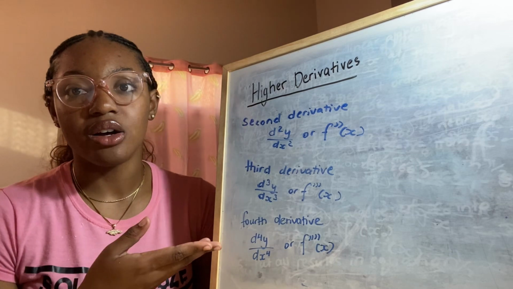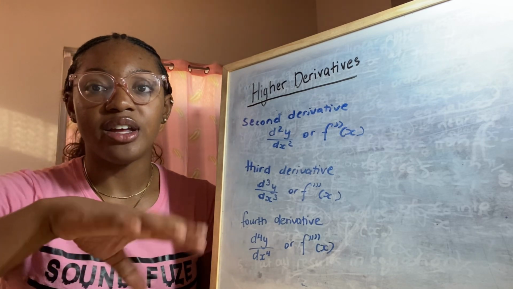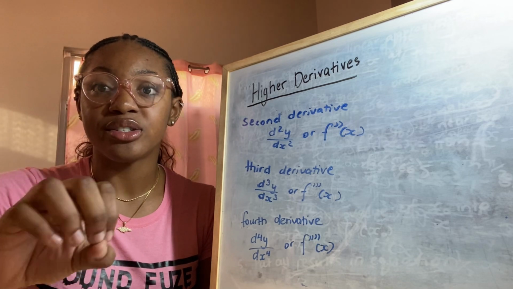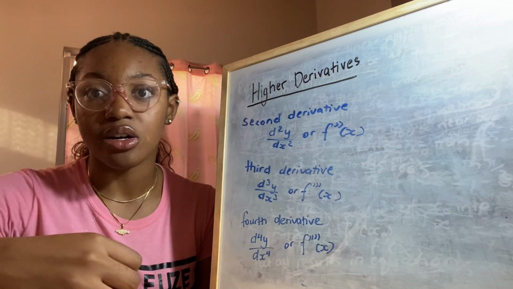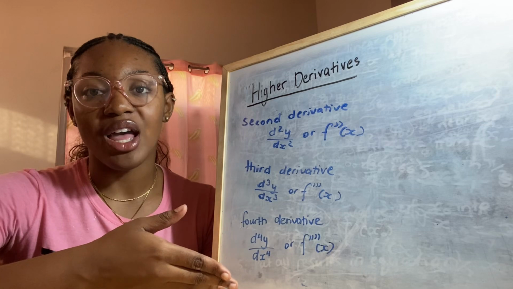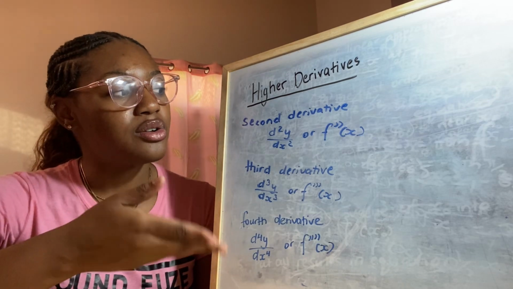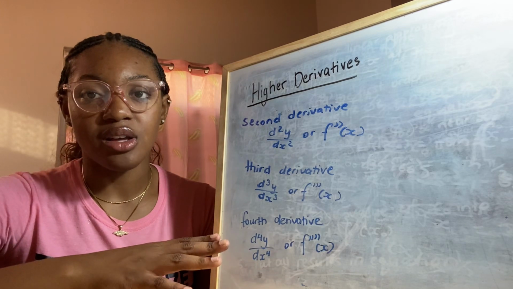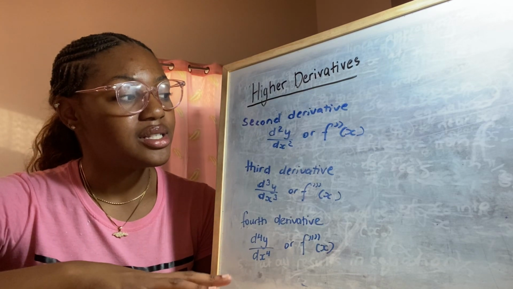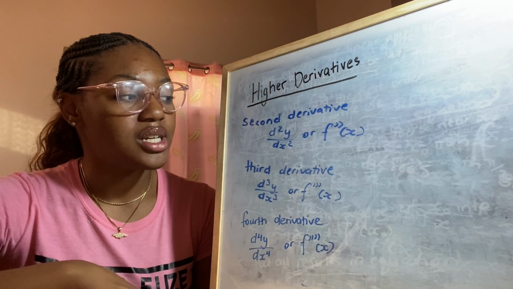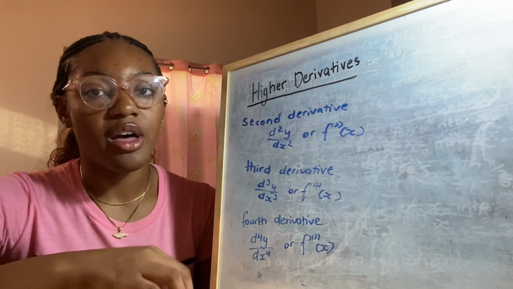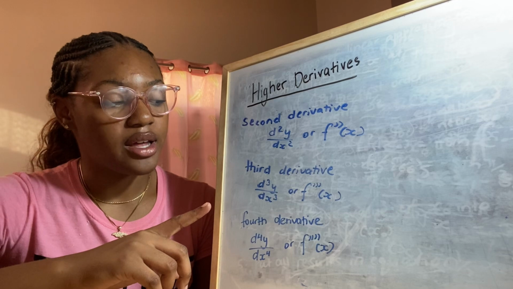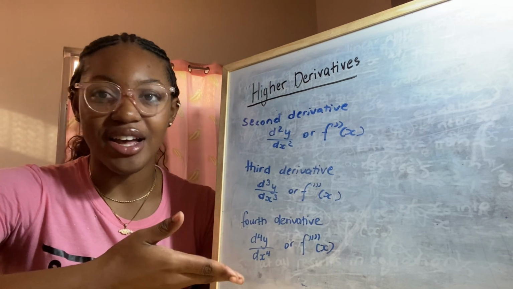So if you want to find the second derivative, if you have the original function, you're going to differentiate, find the first derivative, and then you're just going to differentiate the first derivative to find the second derivative. And the same steps apply with the third and fourth derivative. So notice right here, we have the notation. For the second derivative, it's written as d squared y over dx squared, or f prime prime of x. So that's the second derivative, and we'll have the third derivative and the fourth derivative.